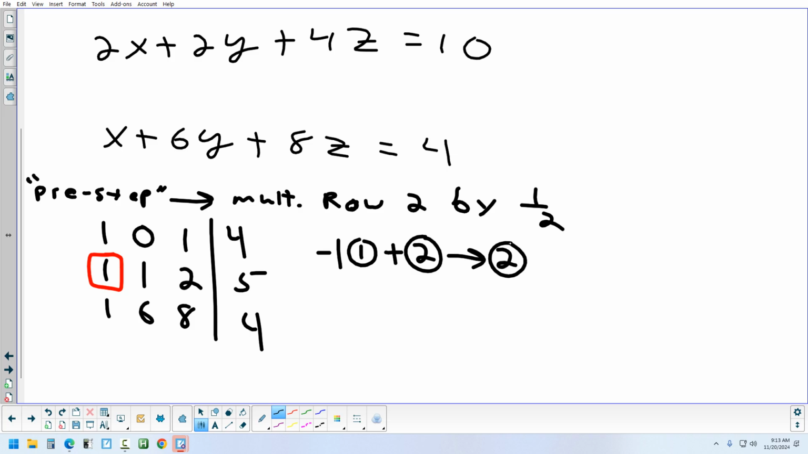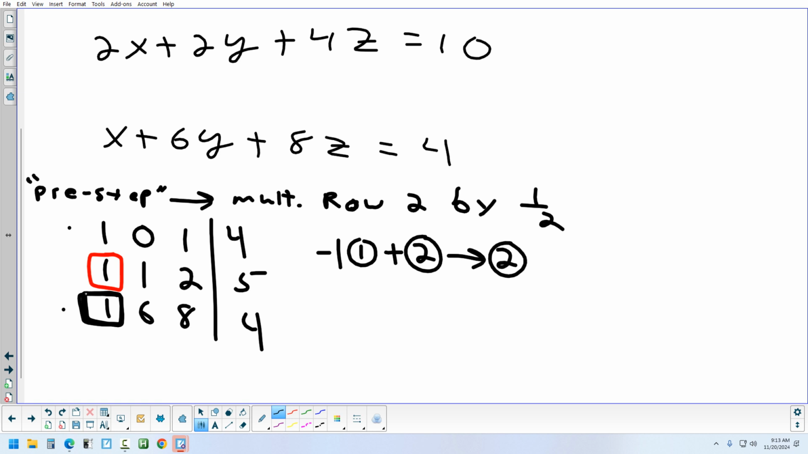Now, this is the only time that I ever consider doing 2 things at the same time, because I want to get a 0 there and there. So we can do both at the same time. First, I check for the simplest thing. Can I just add row 1 and row 3 together and get a 0 in that spot? No. If I add row 1 and 3 together, what would I get in that spot there? I'd get a 2.